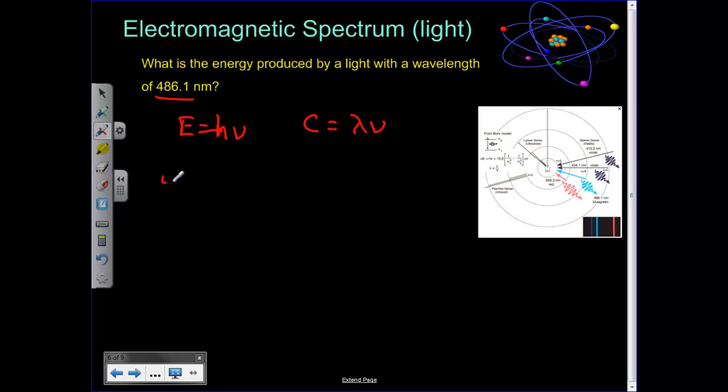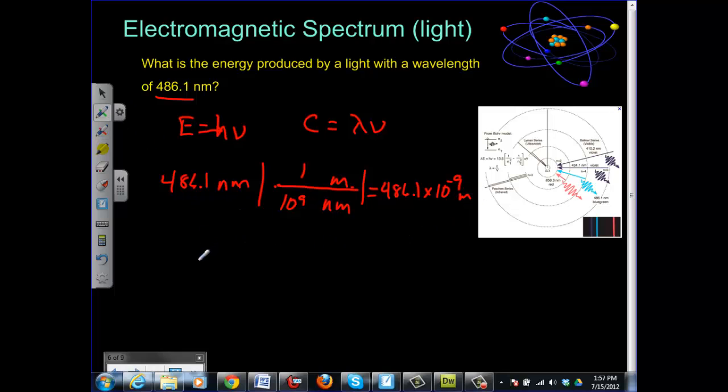So we start out by converting to meters. As we said earlier in the last video, there are 10 to the 9th nanometers in 1 meter. So this comes out to be 486.1 times 10 to the negative 9th meters. Okay, so that's the first step.